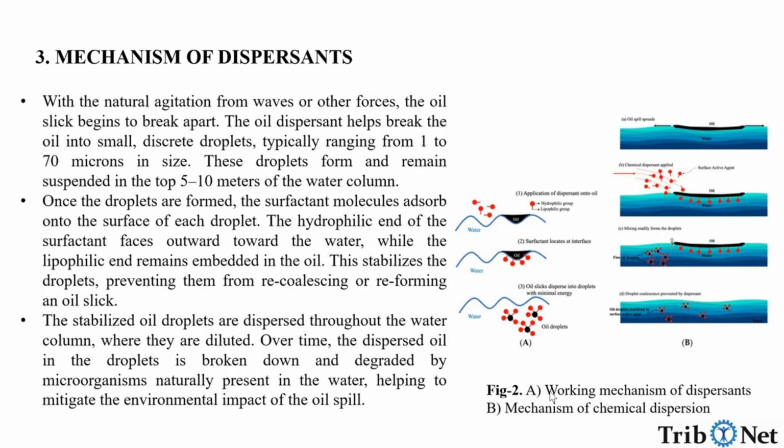With the natural agitation from waves or other forces, the oil slick begins to break apart. The oil dispersant helps break the oil into small discrete droplets, typically ranging from 1 to 70 microns in size. These droplets form and remain suspended in the top 5 to 10 meters of the water column.